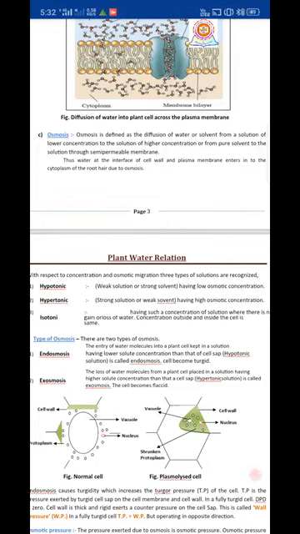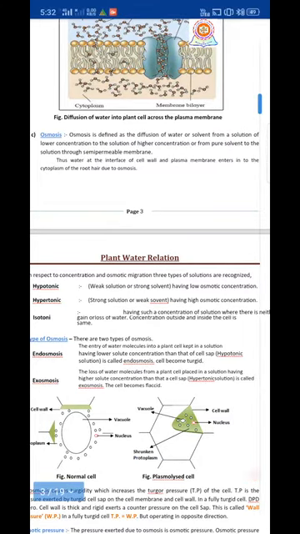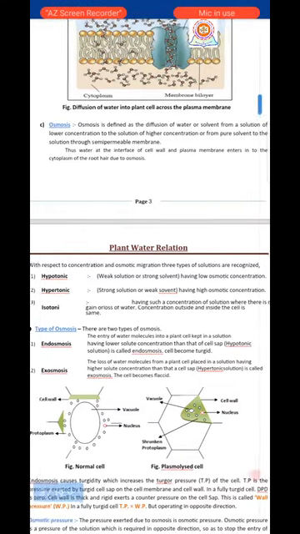An isotonic solution has such a concentration that there is no gain or loss of water. The concentration outside and inside of the cell is the same. That type of solution is known as an isotonic solution.